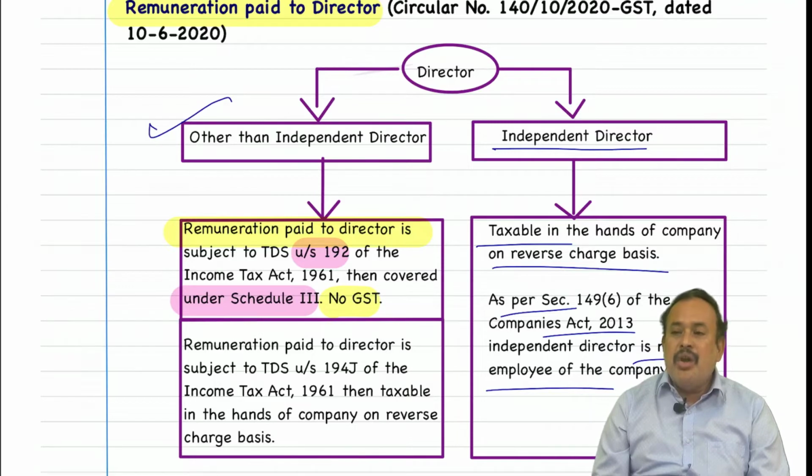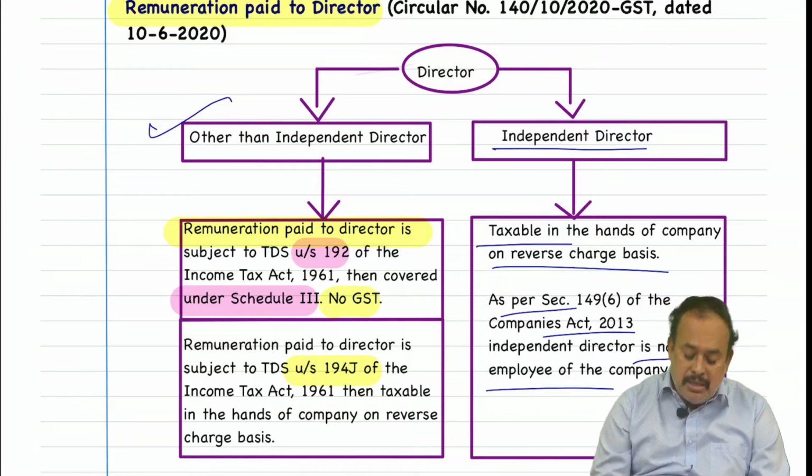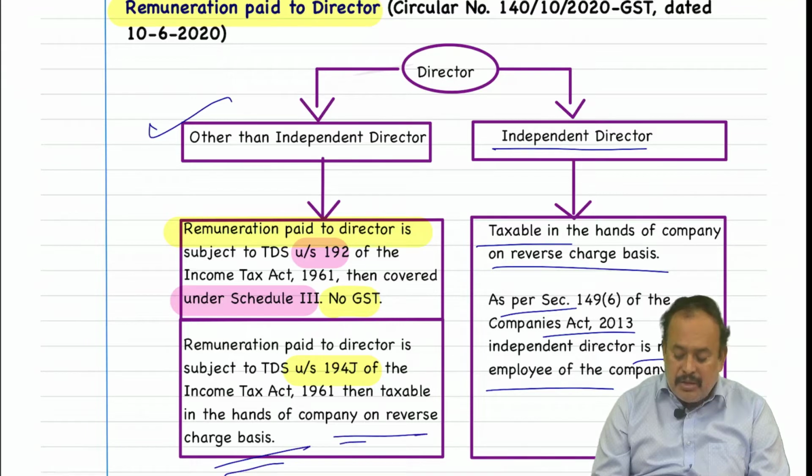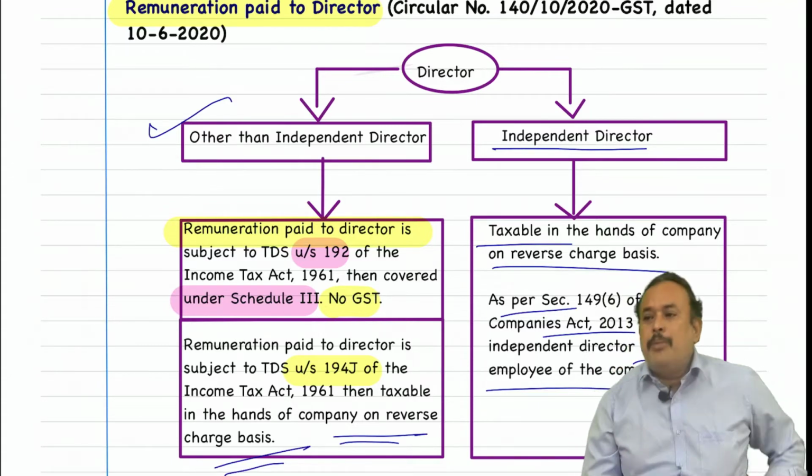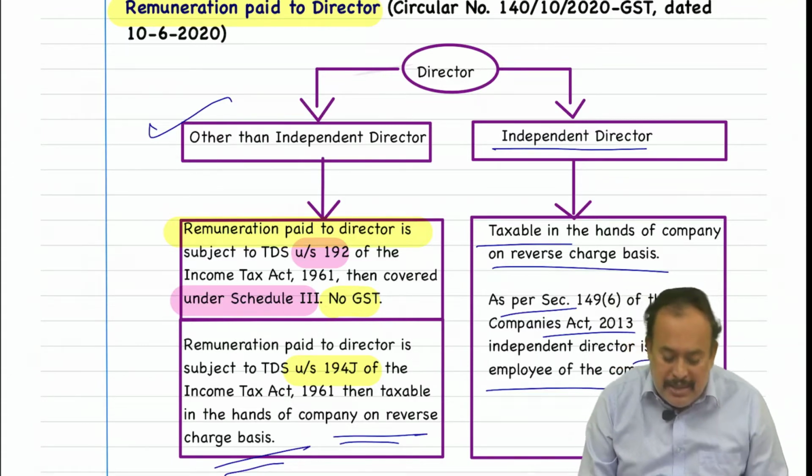If it is not covered under 192 but covered under TDS section 194J, namely the TDS provision applicable for professions, in that case it is not in the course of employment, resulting in GST on reverse charge, because the supplier of service here is a director of the company. Then how to understand this? With the help of an example, I am now going to present in front of you, as follows, my dear friends.